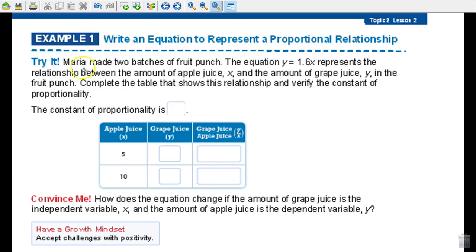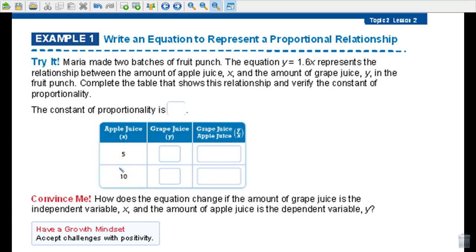Let's get it going. We have example 1, try it, okay? I'm going to ask you to pause right now so you guys can work it out yourself. Everybody makes mistakes. All right. Okay, I'm glad you paused it. Let's work this out together now.